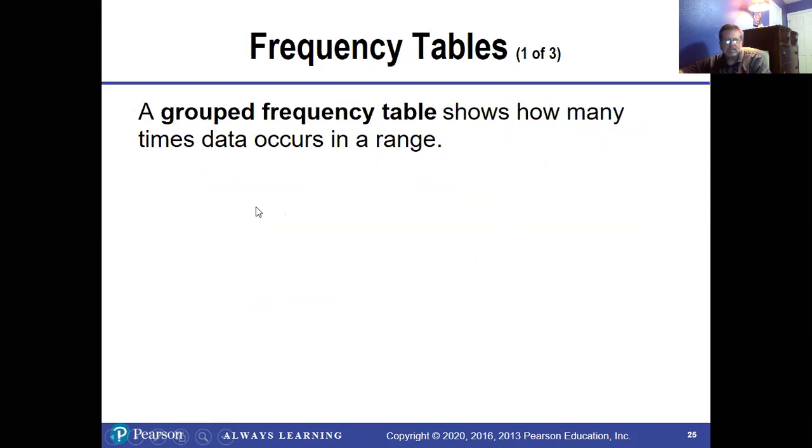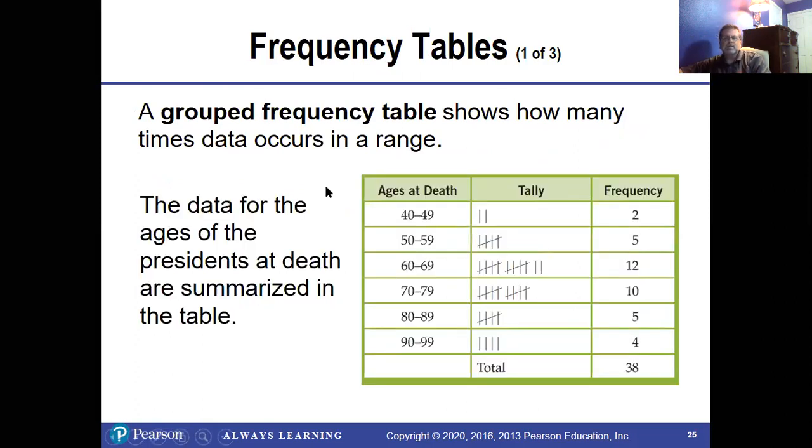All right, frequency tables. A grouped frequency table shows how many times data occurs in a range. You've done this as little tally marks. So you would use a frequency table when you have a range instead of individual ages or whatever the case may be. You have to have a range for it to work. And yeah, you can do this with your grades in school.